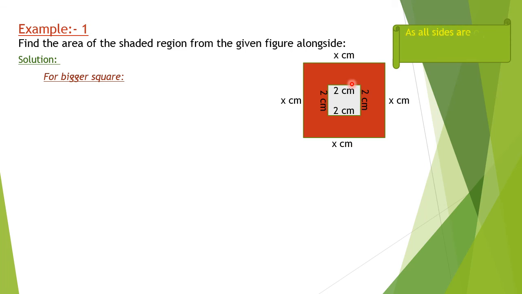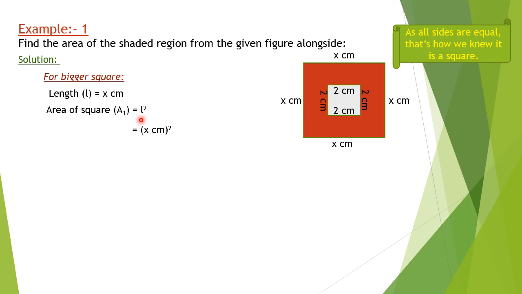For confirmation, as all sides are equal, that's how we knew it is a square. Okay, now let's take the length of the bigger square. Just focus on the bigger square right now. Its length is x cm, and for the area, you must know the formula for the area of a square, that is L square. A1 is used to represent the area of the bigger square. Representation is crucial because it won't confuse us. So what is the value of L? L is x, so it will be x square cm square. It's not a value, it's x, so we just leave it here.